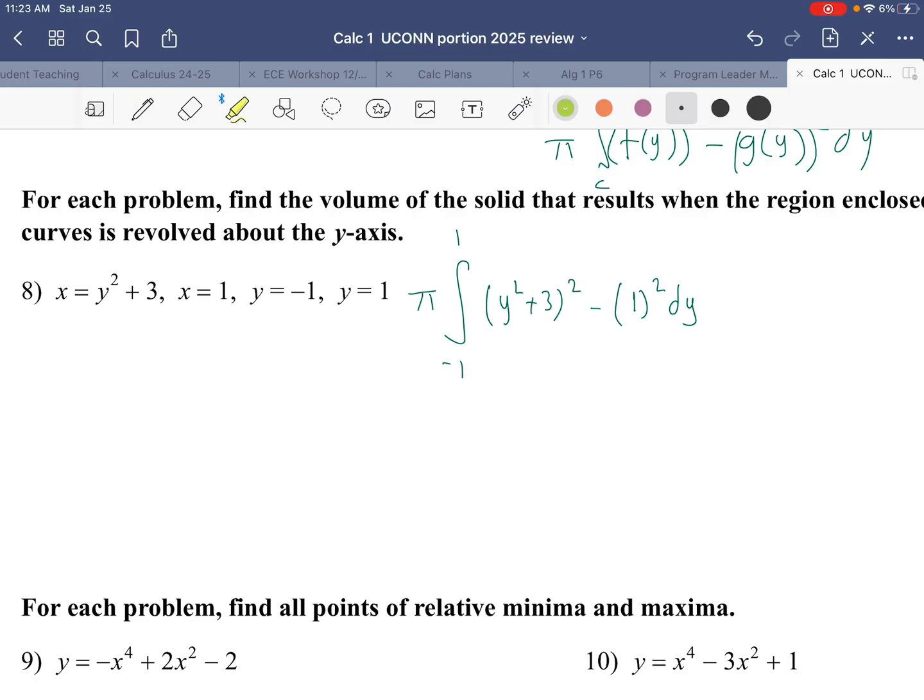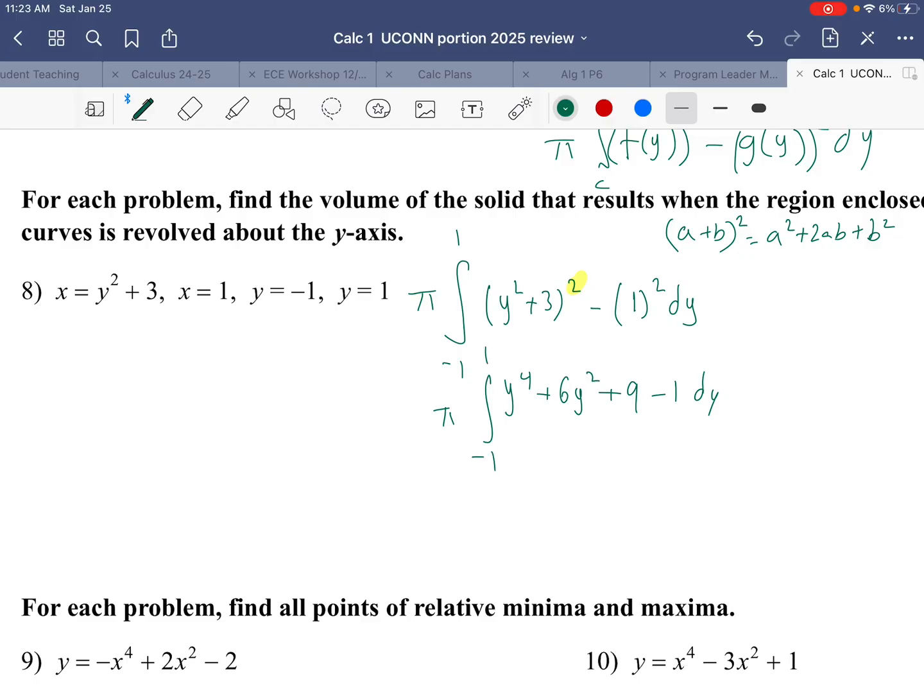Please, please, please, when we're looking at squaring something, don't tell me it's just y to the 4th plus 9. There's those terms in between. This looks like y to the 4th plus 6y squared plus 9. Remember, the cheat of a plus b squared is a squared plus 2ab plus b squared. So it's like 3 times y squared times 2. And we're still subtracting 1 dy. Still multiplying by the constant of pi and evaluating this from negative 1 to 1.